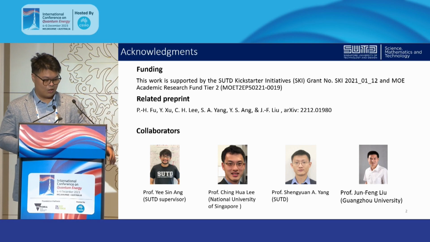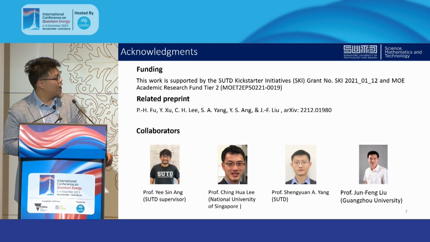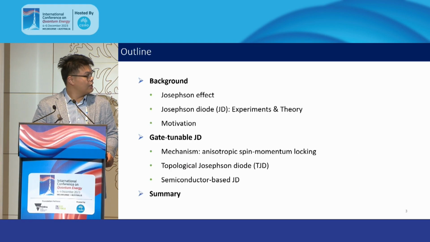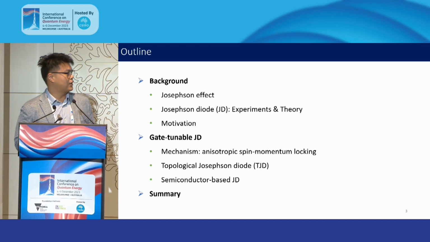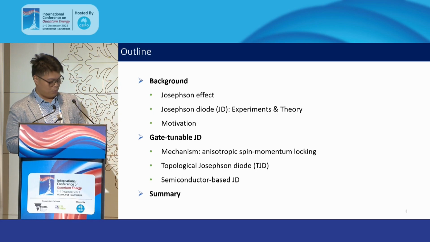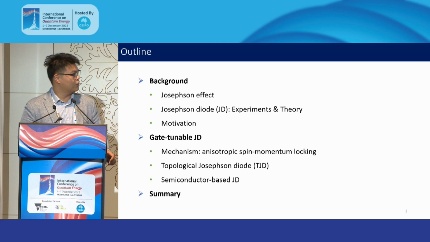We are an international group with some professors in China, and our preprint is now available on arXiv. So this is my outline. I will first give a brief introduction to the Josephson effect and our motivation for the Josephson diode. Then I will give our basic mechanism for what a gate tunable Josephson diode is, and then give two examples of these systems. A summary will be given in the final section.